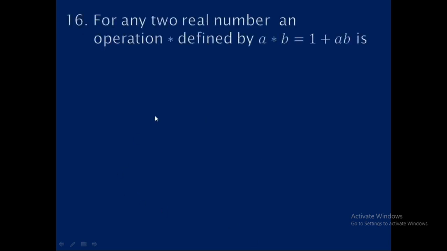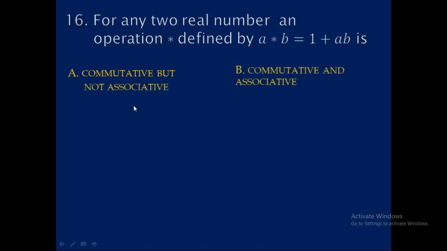And one more, 16th question. For any two real numbers, an operation star defined by A star B is equal to 1 plus AB. First option A, it is commutative but not associative. Second option B, commutative and associative. Third option C, only associative. And fourth option D, neither commutative nor associative.